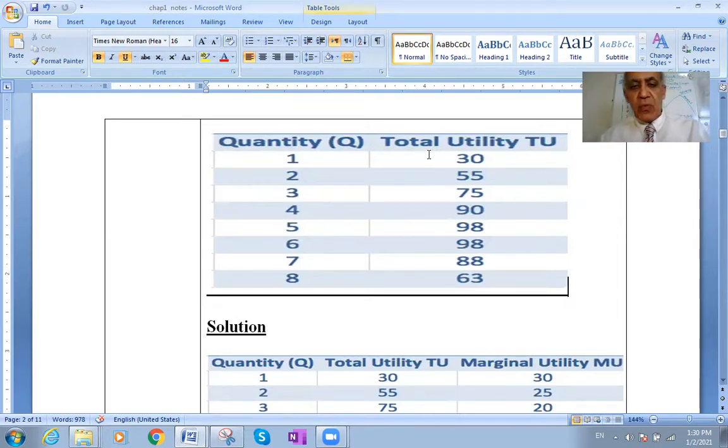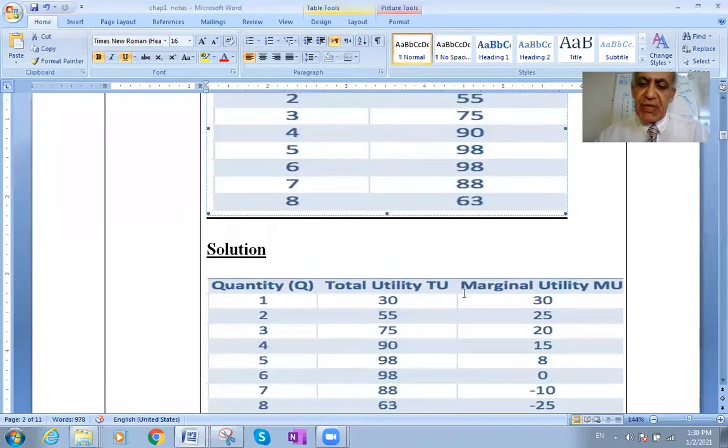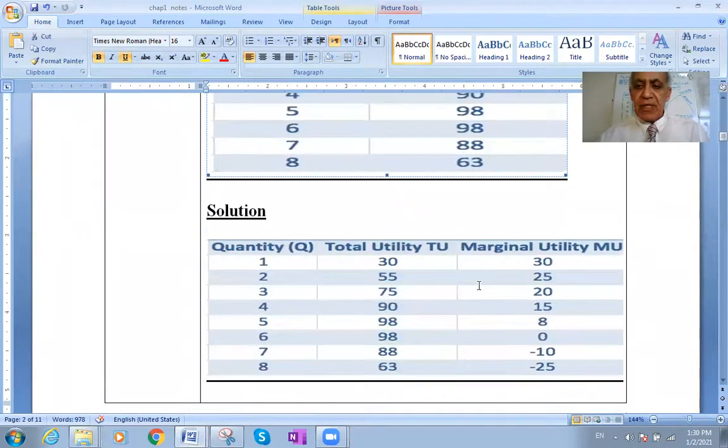So we'll give the total utility like you see here, and I'm now asked to get the marginal utility. Just let me remind you, the old one was the marginal and you will get the total. But here I will give you the total and you will calculate the marginal. So let's go for this example and see how we can solve it.